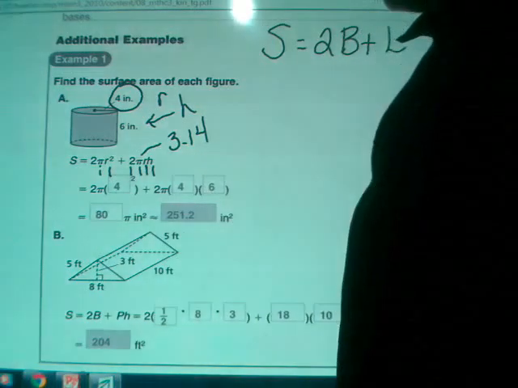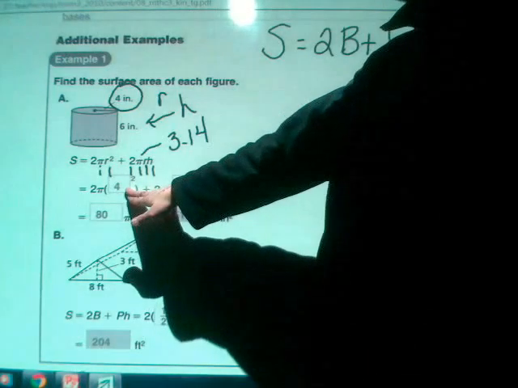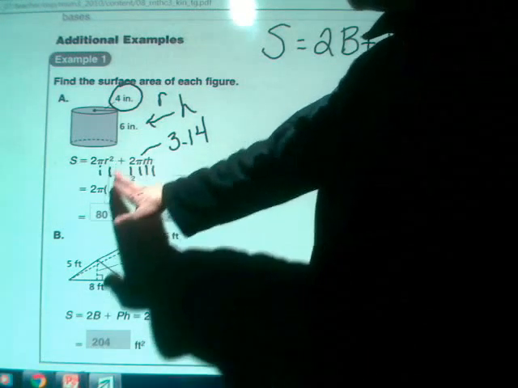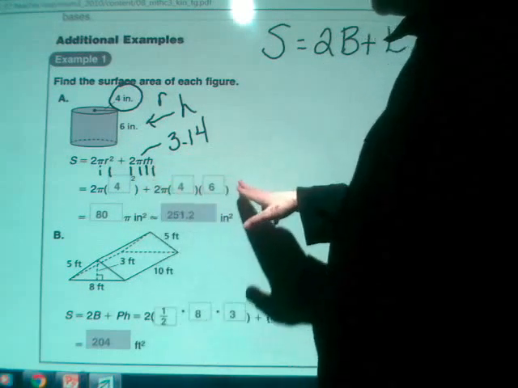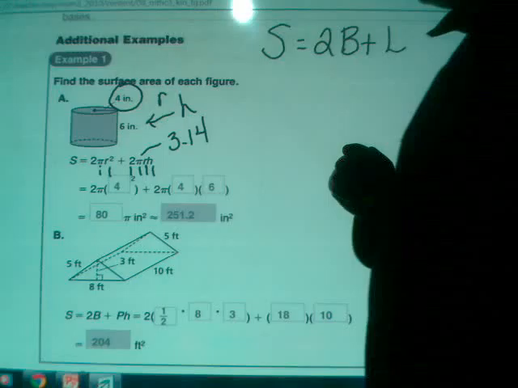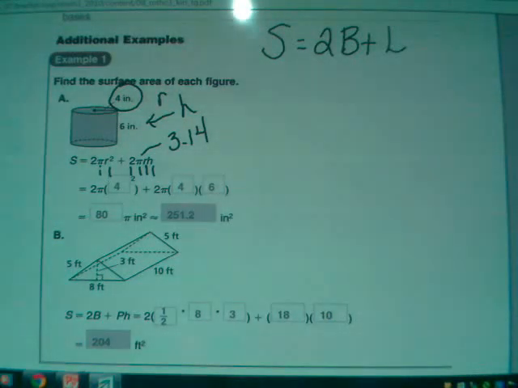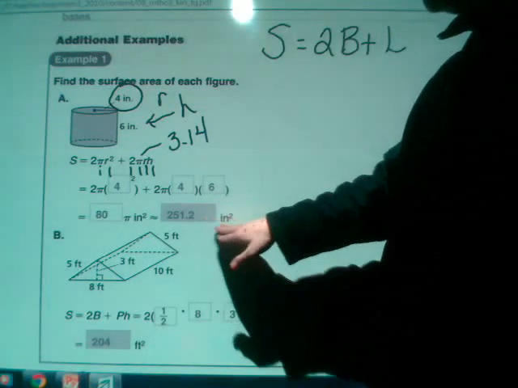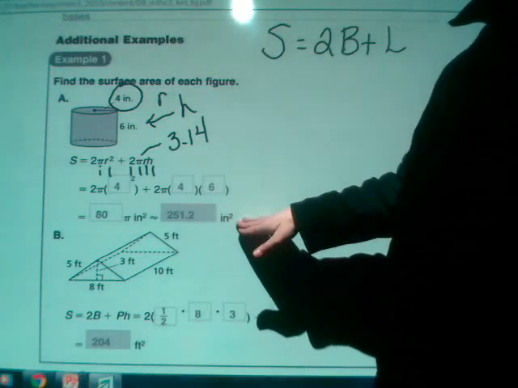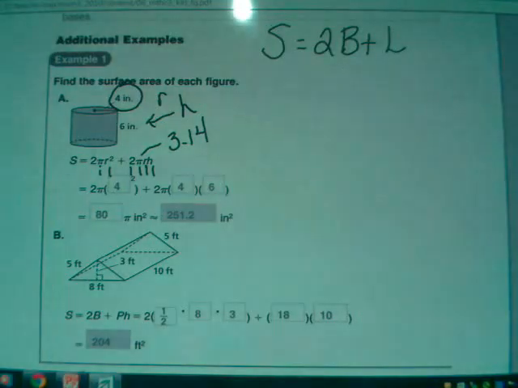You want to make sure you do order of operations, so when you do that, which means you're going to have to grab this 4 squared first, then do all this multiplication on the left, then do all this multiplication on the right, and then add them together. Right? And when you do that, the end result is 251.2, and that's inches squared. Remember, this is an area here. It's a different type of area, but it's still the area.